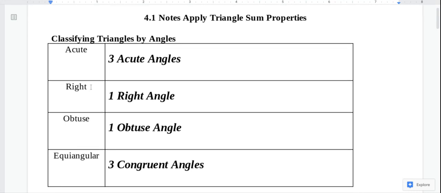There are also right triangles, which have 1 right angle, right angles being 90 degrees. There are obtuse triangles, which have 1 obtuse angle. Remember, obtuse angles are more than 90 degrees. Or they could be equiangular triangles, which have 3 congruent angles. So the 4 types of triangles classified by angles: acute, right, obtuse, and equiangular.